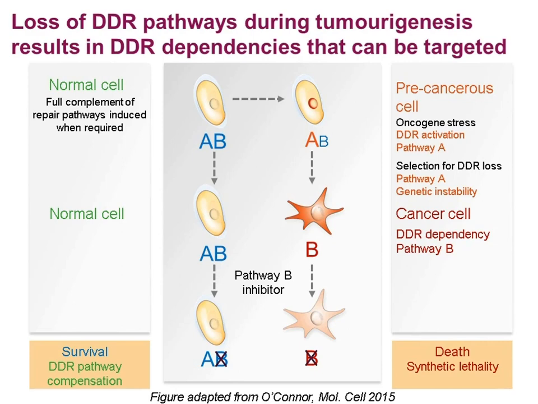So in this case, we lose pathway A in the cancer cell specifically, and that leads to a greater dependency on the remaining pathway, pathway B. So the idea there is that we have an opportunity to come in with an inhibitor of pathway B and therefore induce cancer-specific cell death, in the process that's been called synthetic lethality, whereas normal cells will still have their backup pathways to compensate.